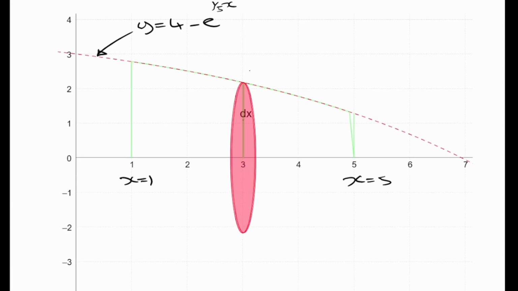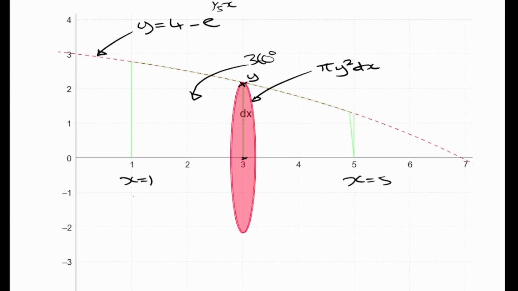We're going to rotate it around the x-axis by 360 degrees, and we're therefore going to create a solid of volume of revolution. To do that, we consider this little disk, which has a thickness dx and a radius y, from the x-axis up to this point here. The volume of that little disk is pi times the radius squared, or y squared, which gives the area of the disk, multiplied by its thickness dx.